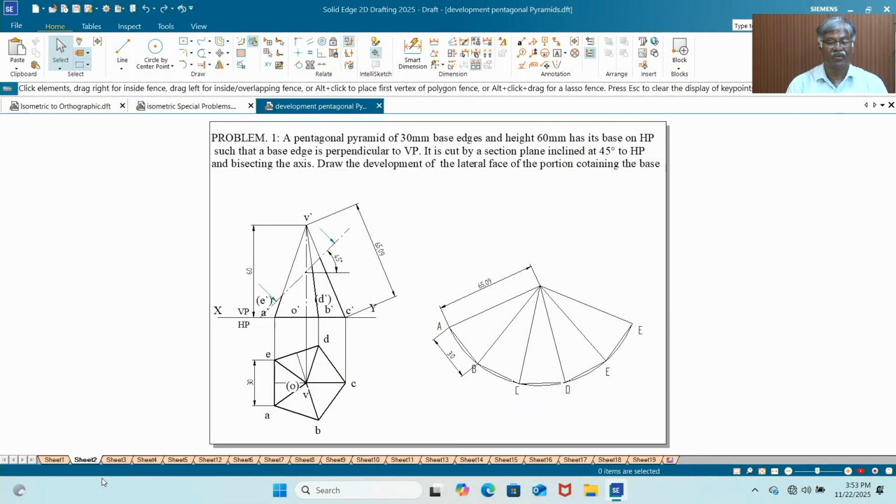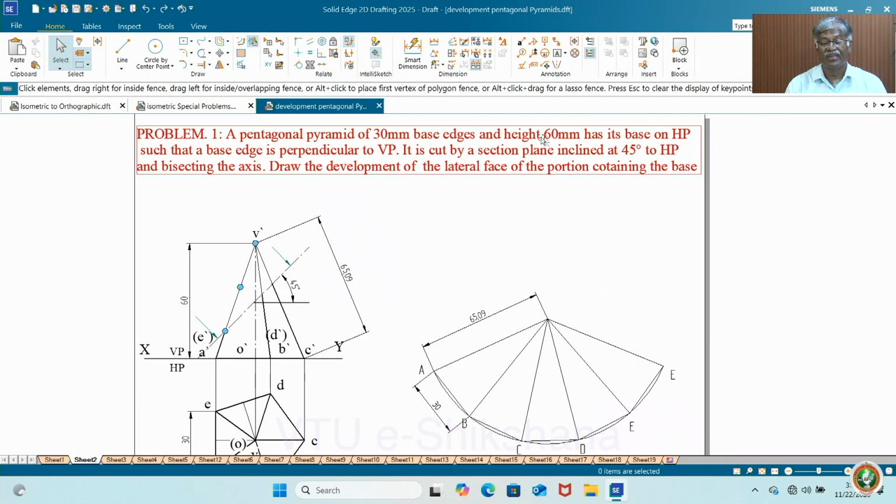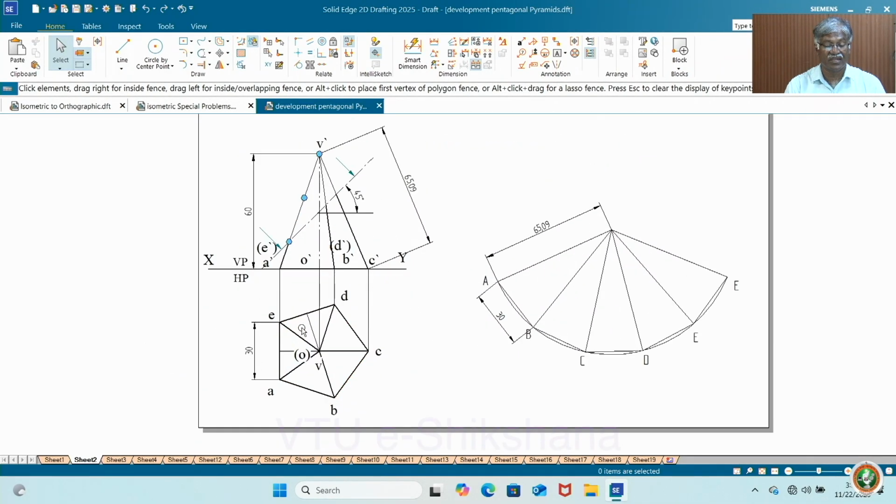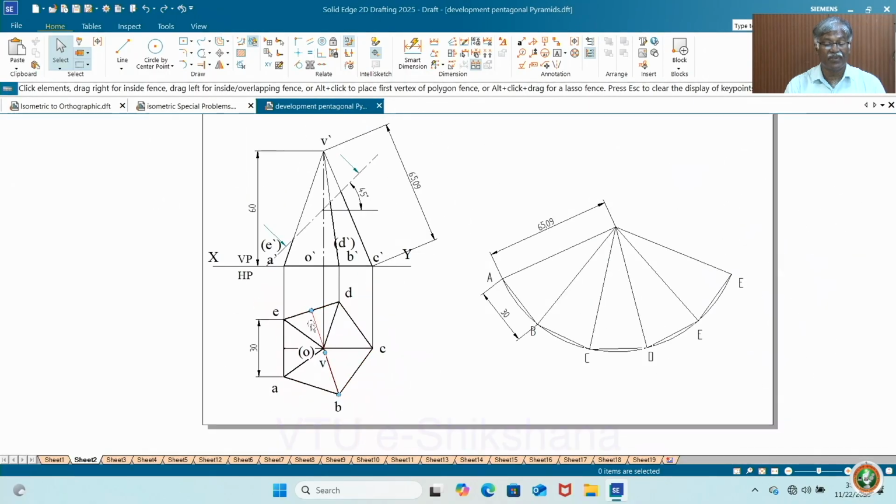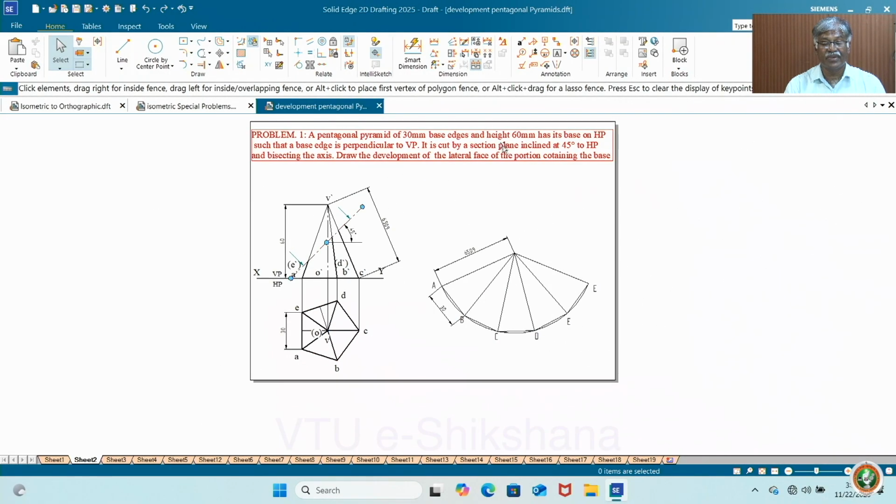So let us work a problem on a pentagonal pyramid for the development chapter. Here we have a pentagonal pyramid of 30 mm base edges and height 60 mm, with its base on HP, such that the base edge is perpendicular to VP. So you can see the base edge is perpendicular to VP. Next, it is cut by a section plane inclined at 45 degrees to HP and bisecting the axis.